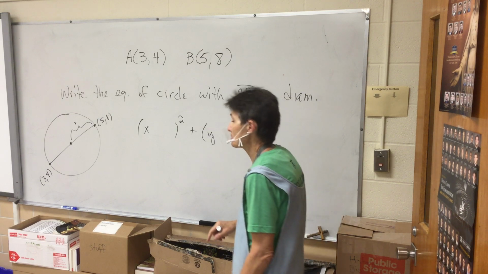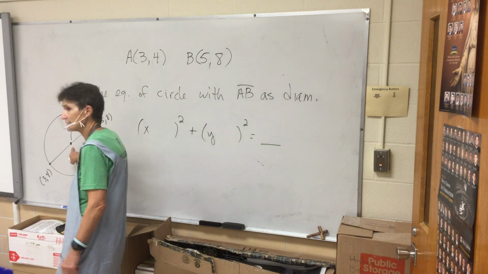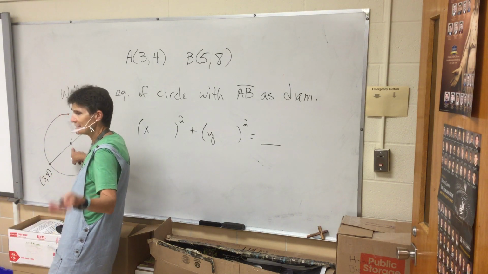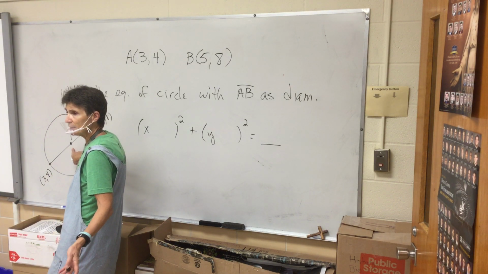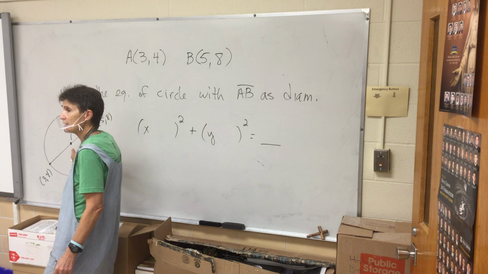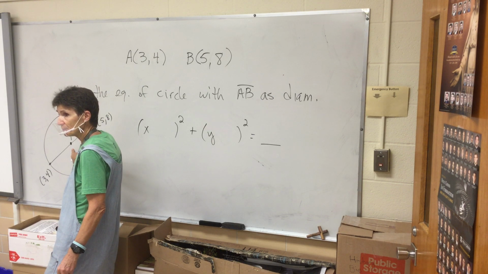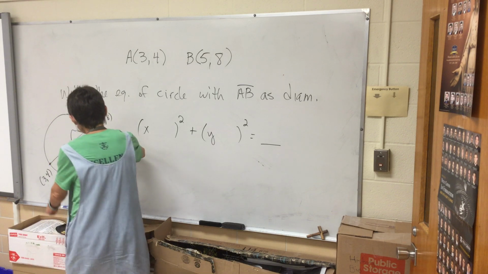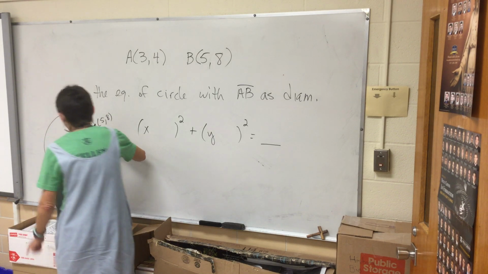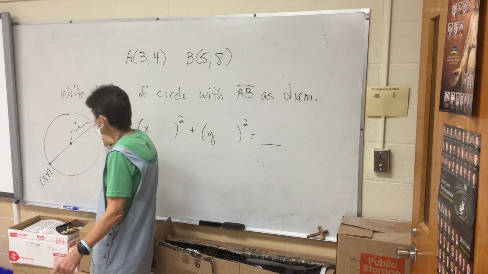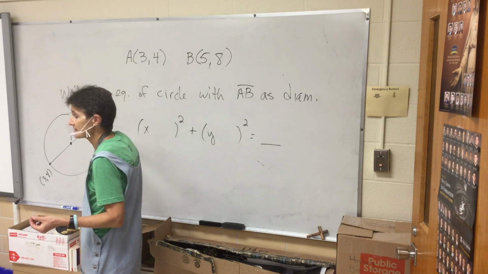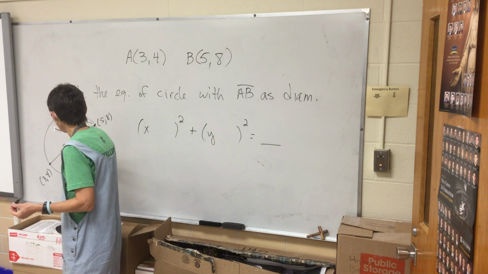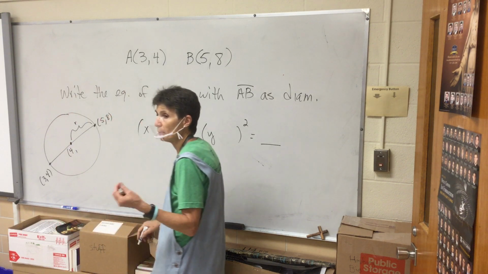The center is going to be the midpoint, isn't it? Just think about it. Isn't the center the midpoint? And the midpoint is average. So we're going to take our x's and add them and divide by 2. So 5 plus 3 is 8 divided by 2 is 4. We're doing the midpoint.